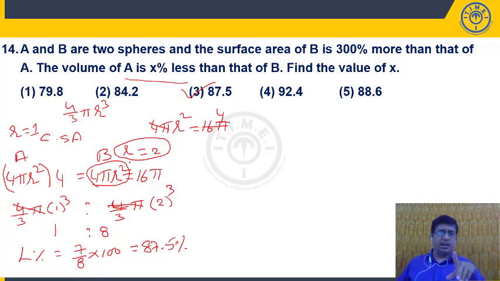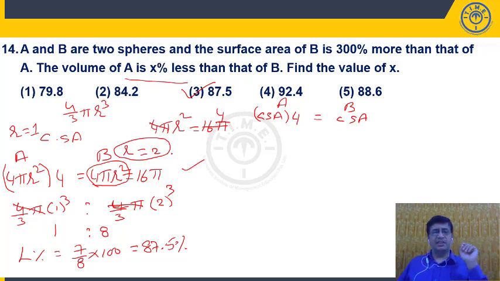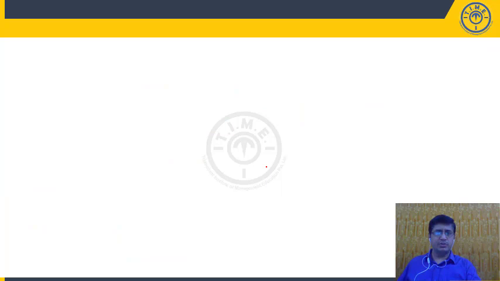I am using the radius of A as 1 and finding the radius of B using the relationship: 4 times the curved surface area of A is equal to the curved surface area of B. This is the condition given. By using this relationship, I am finding the radius of the second sphere, which is 2. Okay, now look at the next question, question number 15.